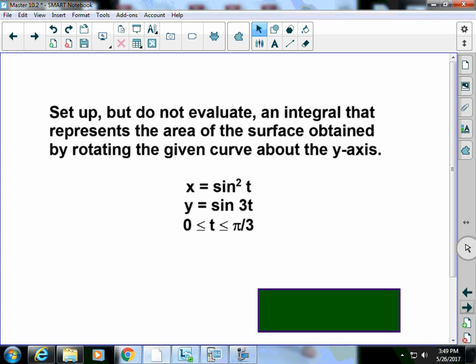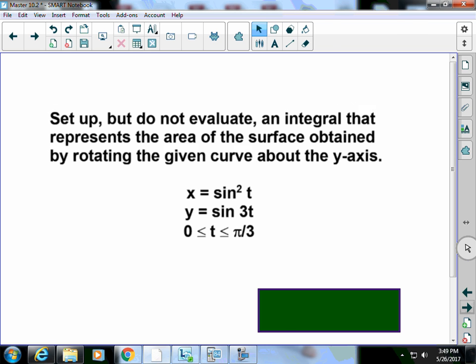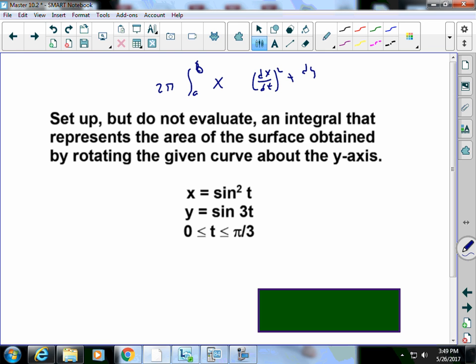So let's set that up. That means I want a 2 pi. I want a 2 pi from A to B, but not y. This time I want x, which, by the way, we're going to remember to put sine squared t, times the square root of a dx dt quantity squared plus a dy dt quantity squared, dt. So that's everything that we're going to be looking for.